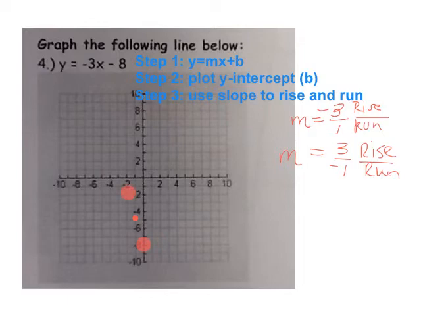And I'll do that a few more times. 1, 2, 3, left 1. And that should get me a few good points on the line. Once you've plotted a few good points on the line, you should be ready to connect with as straight a line as possible. And we know when we graph, we connect with a line that contains arrows. So this has correctly graphed the equation y equals negative 3x minus 8.